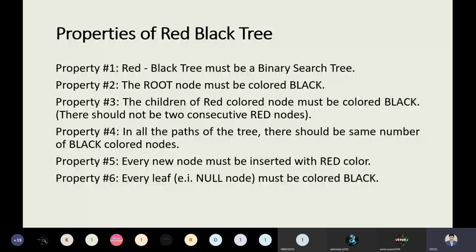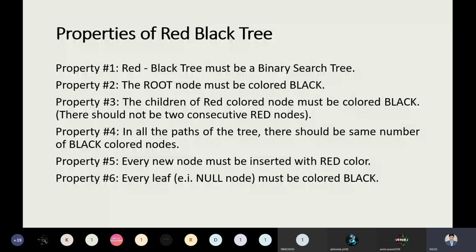Again, we can say there are lots of properties, so we have put here only the 6 properties by which we can integrate them in our red black tree, or we can create a new red black tree by following these properties. Okay, so I'm going again to a few properties. These are a few properties taken from the books as well.